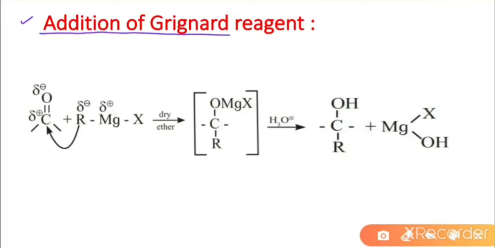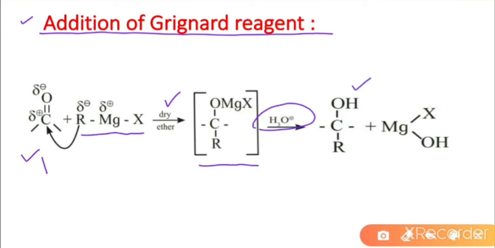Addition of Grignard reagent with aldehyde or ketone. When aldehyde or ketone is treated with Grignard's reagent in presence of dry ether, it gives first an organometallic complex, which on acid hydrolysis produces alcohol and magnesium hydroxy halide. See how the reaction occurs.